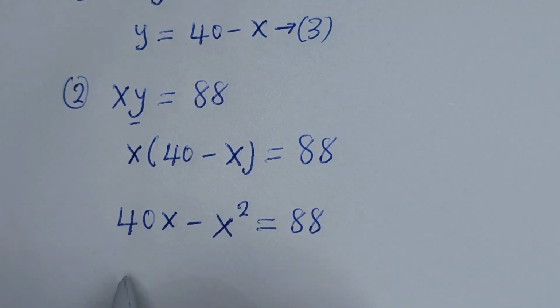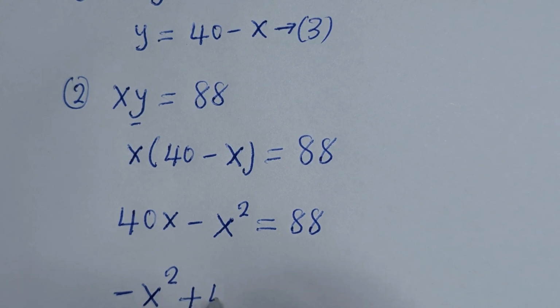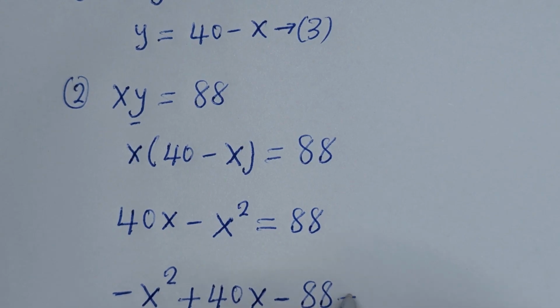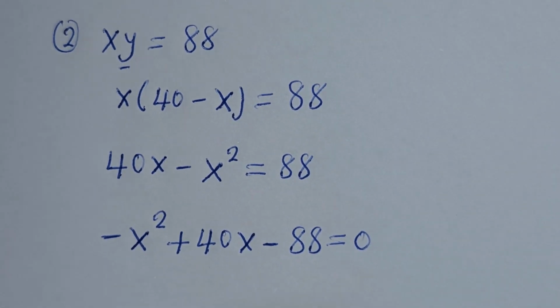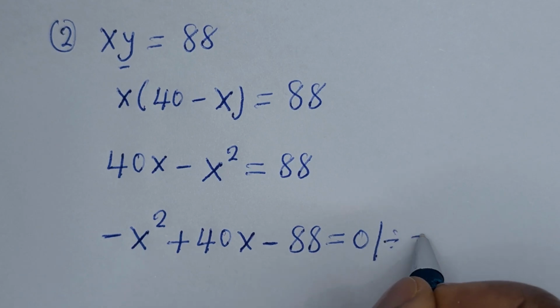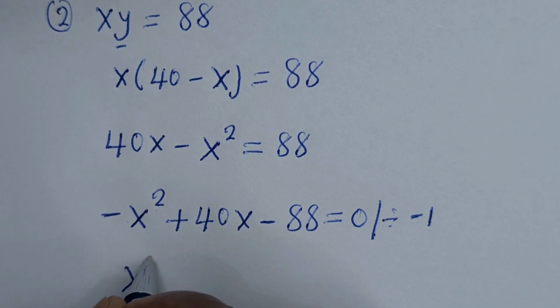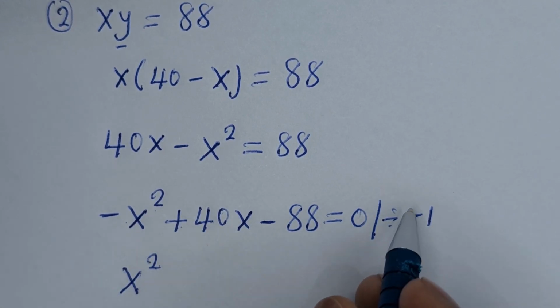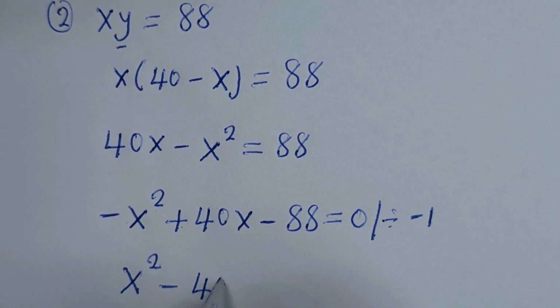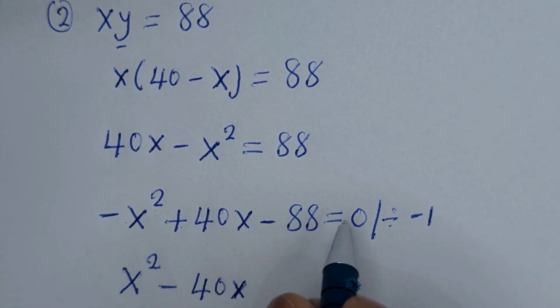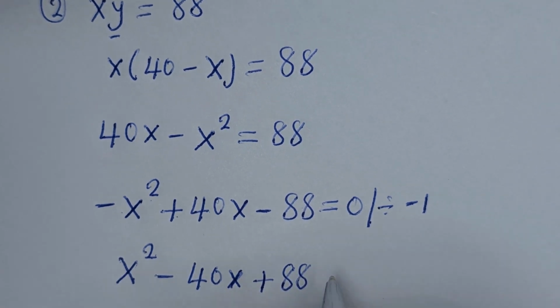Now let's rewrite this in this form: minus x square plus 40x minus 88 is equal to 0. Now let us divide the whole of this equation by negative 1. If you divide negative x square by negative 1, we have x square. Plus 40x divided by negative 1, this is minus 40x. Negative 88 divided by negative 1, this is plus 88, is equal to 0. This is a quadratic equation.